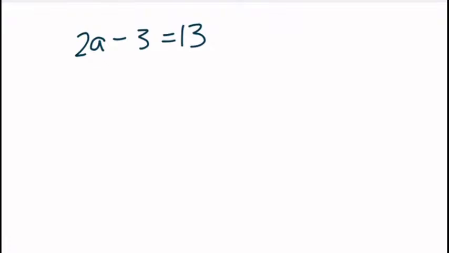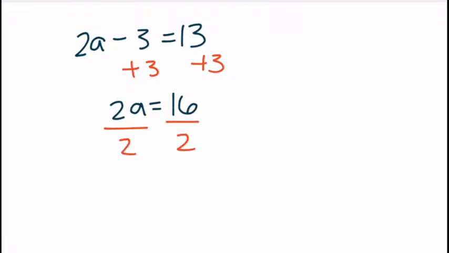So the first thing we do here is add 3 on both sides. So we get 2a equals 16, and to isolate the a completely, we have to divide by 2. So we get a equals 8.